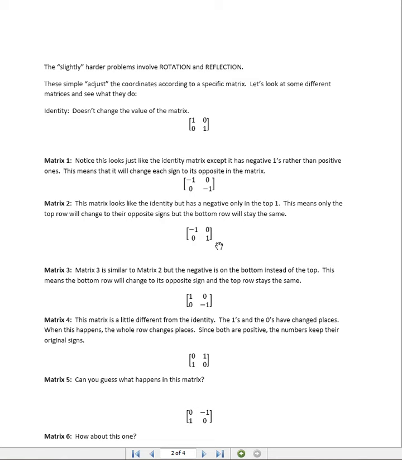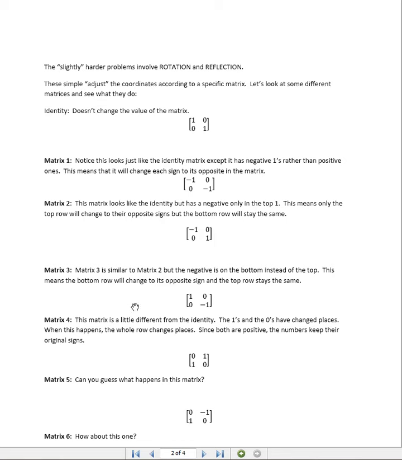Let's look at matrix 2. Again, very similar to the identity matrix. The only difference is the top left one is a negative, although the bottom right one is still a positive. So this is going to tell us that we're simply going to take our top row and change the signs. The bottom row will stay exactly the same as it was.